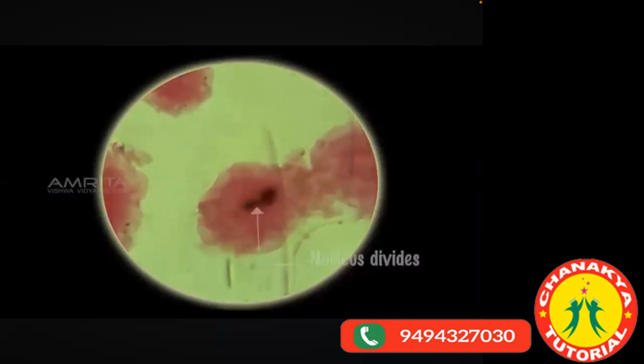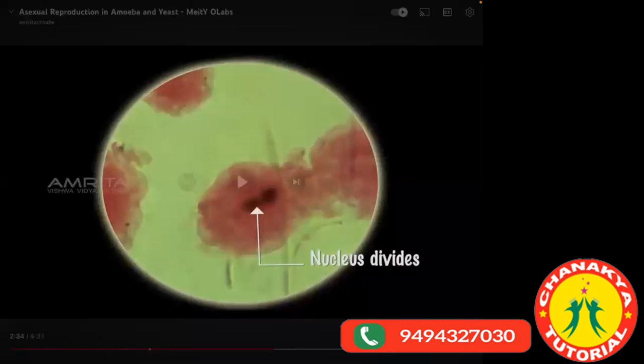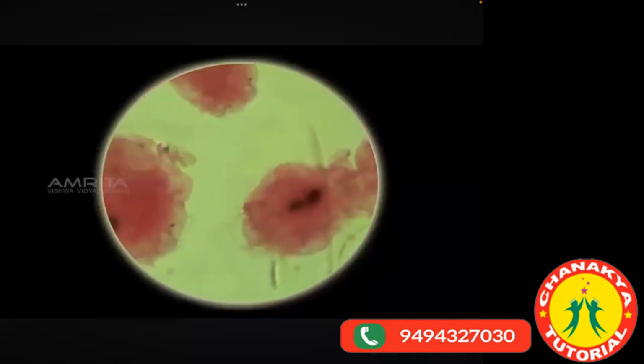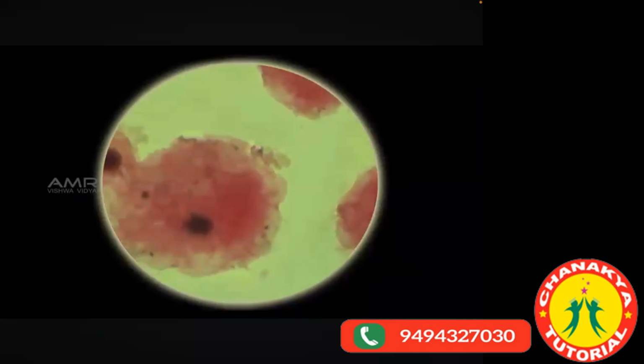Observations. We can observe that the cells of amoeba are irregular in shape. We can observe the process of karyokinesis, where the mother cell of the amoeba elongates initially. You can see very clearly now that the nucleus has started dividing, which is karyokinesis. The nucleus divides into two.